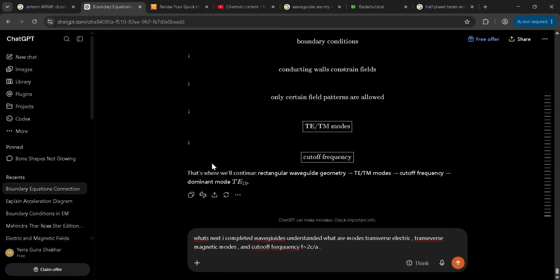A transverse electric, transverse magnetic. But why transverse? Both are the same.